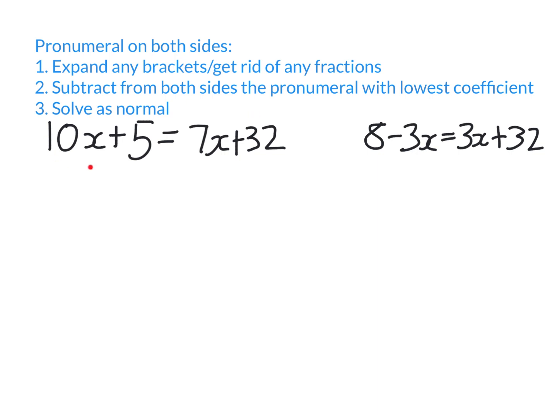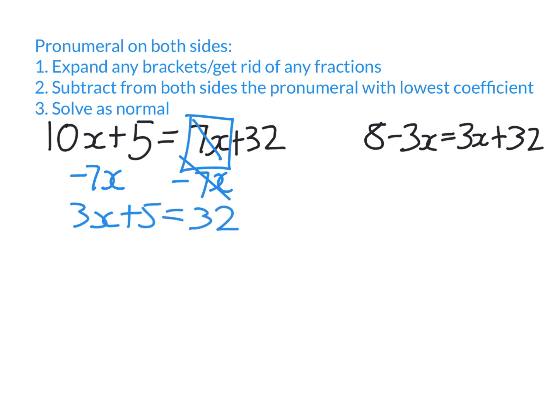So what do I mean by that? Well, let's look at this one here. X is on both sides of the equal sign. So there are no brackets or fractions to get rid of. So I'm going to go straight to step 2. I'm going to subtract the one with the lowest coefficient, i.e. lowest number in front. This one has the lowest coefficient. 7 is lower than 10. So I'm going to subtract 7x. What you do to one side, you must do to the other. 7x minus 7x undo each other. So on the right hand side, 10x minus 7x is 3x. I get 3x plus 5 equals 32.